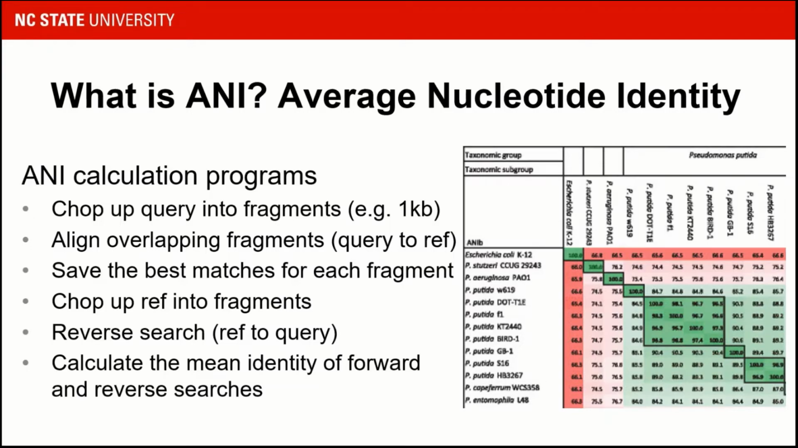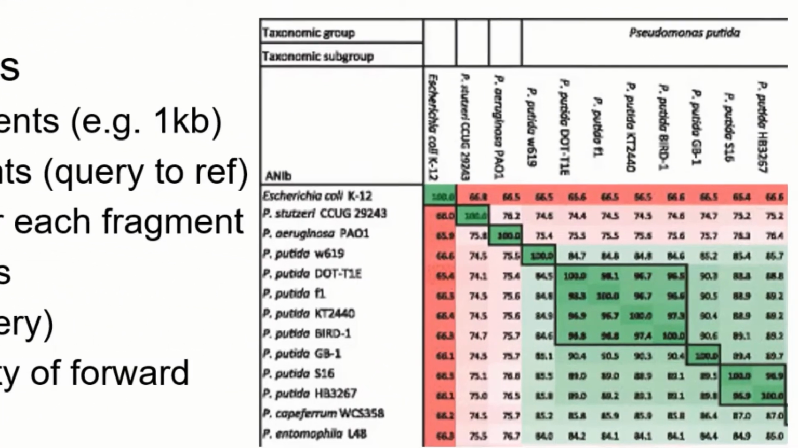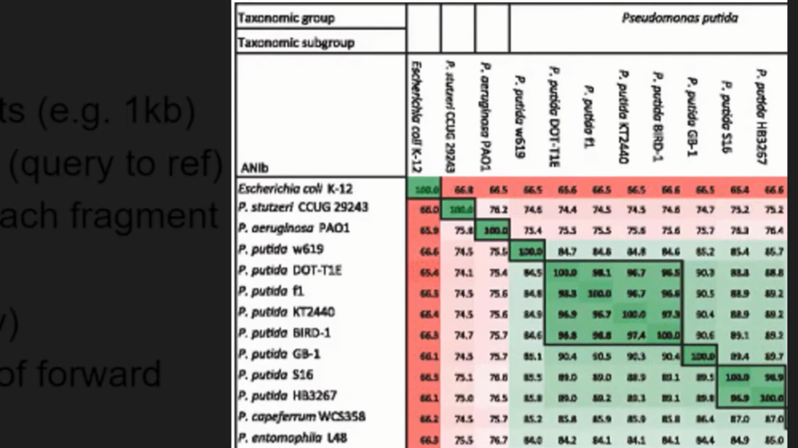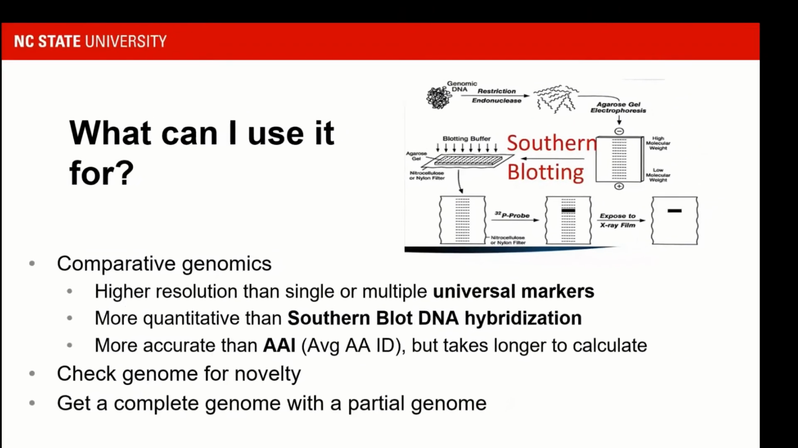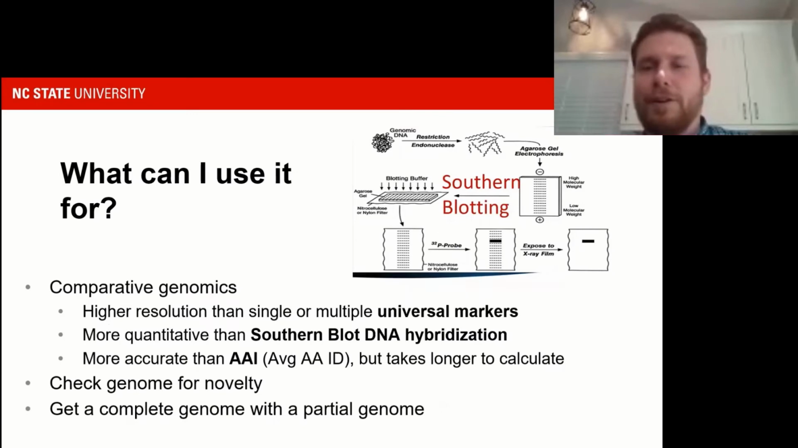You expect high scores from genomes that are similar, such as in the case of genomes from different Pseudomonas putida strains depicted here on the right. So what can I use it for? You can use it for comparison and identification of organisms. Alternatively, you can compare organisms by universal markers, but probably only to the genus level, if that. You can get to the species and strain level with ANI.